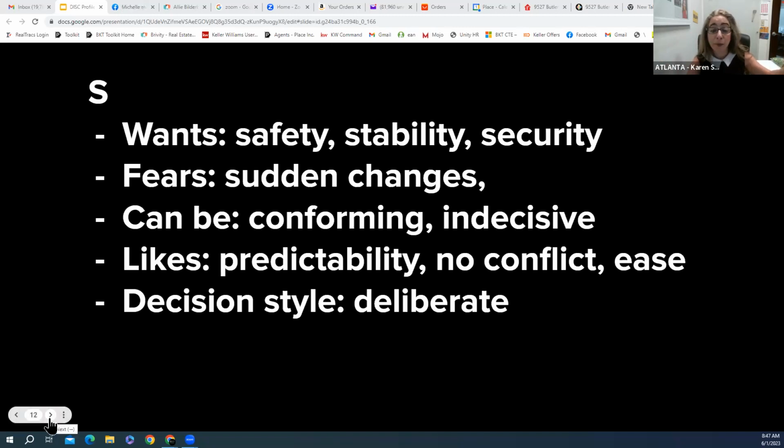They can be conforming, so they're just going to follow along if they're not able to really speak up or risk speaking up. And they can be indecisive. They like predictability, no conflict, ease. If you walk in like a Tasmanian devil and a high D personality into this room with these people, they're going to be scared away. They don't feel like they can trust you because you're too hyper.